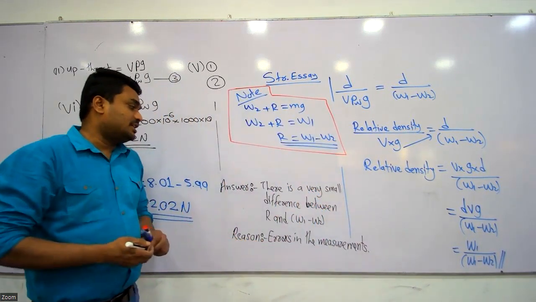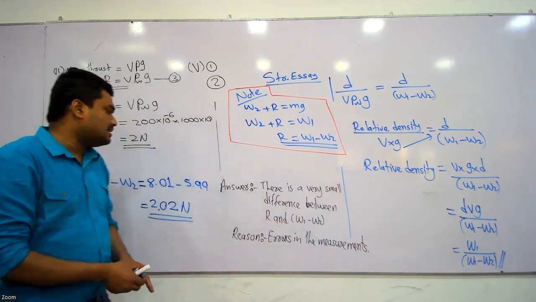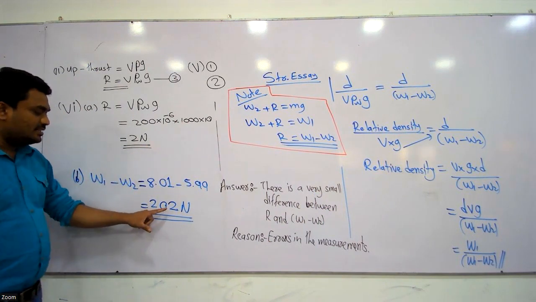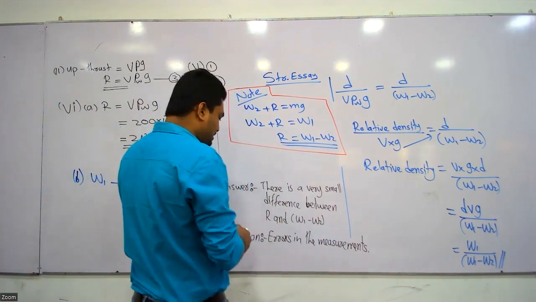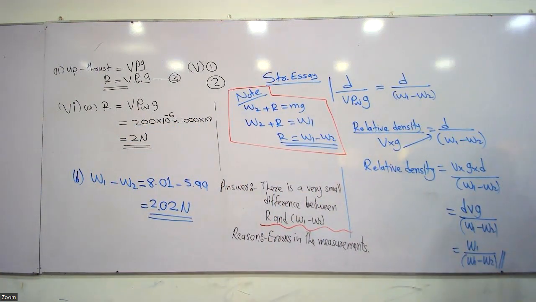So what is the answer for the question? That's a very small difference between R and W1 minus W2. R is 2 Newton. W1 minus W2 is 2.02. 0.02 is the error. That's a small difference. What is the reason for that? There may be errors in the measurements.